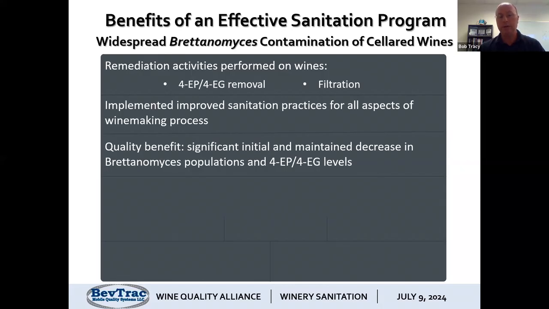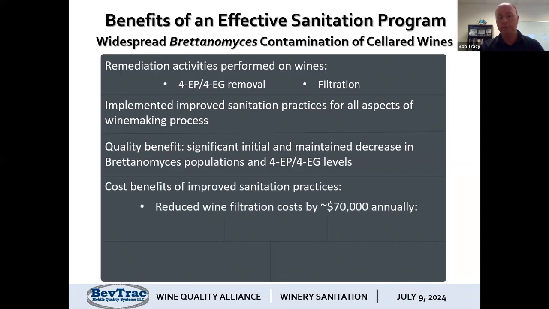As soon as they implemented effective sanitation practices, their Brettanomyces populations quickly went down, if not eliminated in most circumstances, and then their 4EP, 4EG levels in their wines went down. And then the cost benefits of the improved sanitation practices were that they reduced their wine filtration costs by $70,000 a year, with reduced filtration supplies, reduced labor, and reduced wine loss. And this was a small to medium-sized winery, and $70,000 to them was a lot of money.